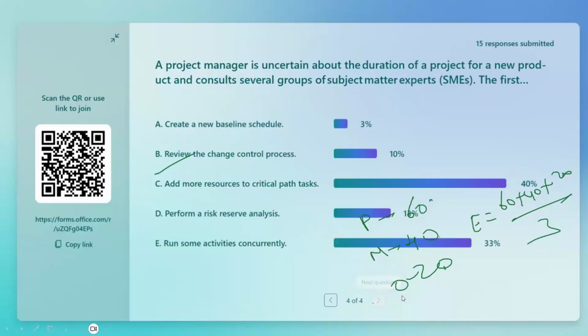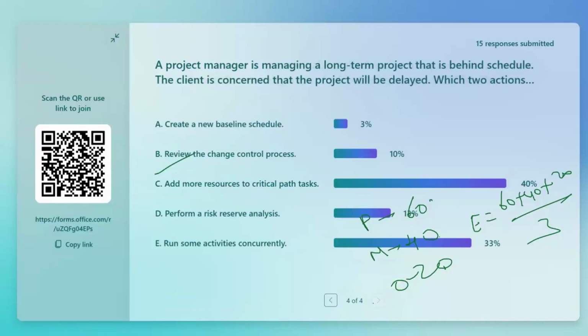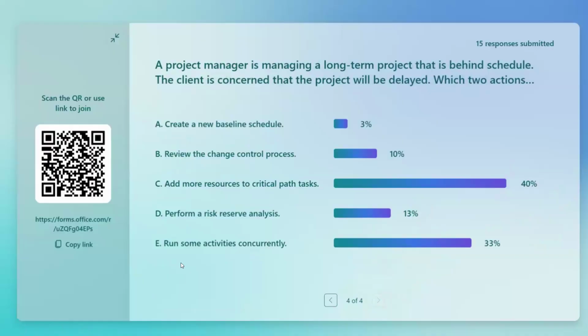The last question is here. A project manager is managing a long-term project that is behind schedule. The client is concerned that the project will be delayed. Which two actions should the project manager take to address the client's concerns? So you have to choose two answers. The project manager is managing a long-term project which is behind schedule. Client is concerned the project will be delayed.